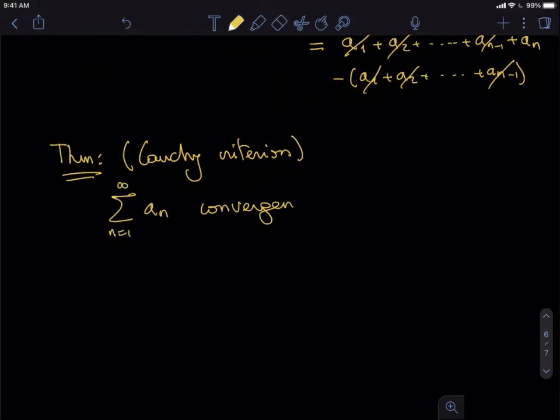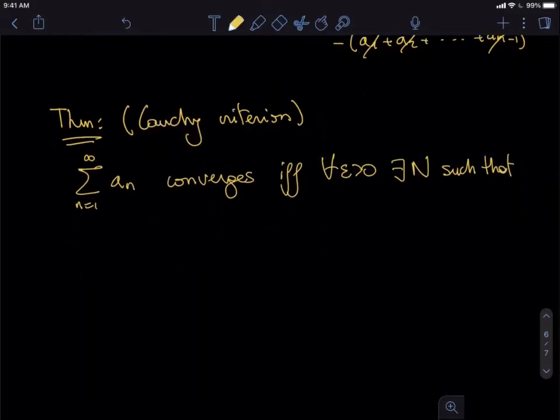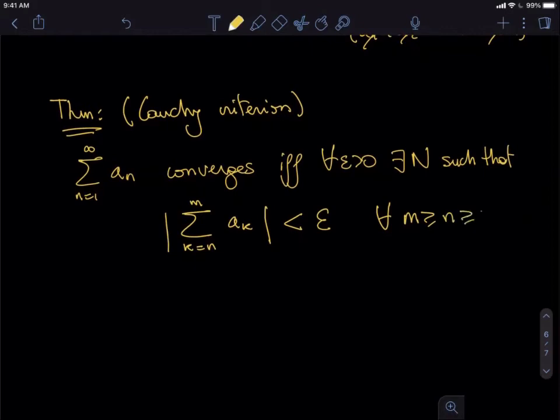a series converges if and only if for every epsilon bigger than 0, there is some integer capital N such that the absolute value of the sum from k equal n to m of the ak is less than epsilon for every m bigger or equal than n bigger or equal than capital N.